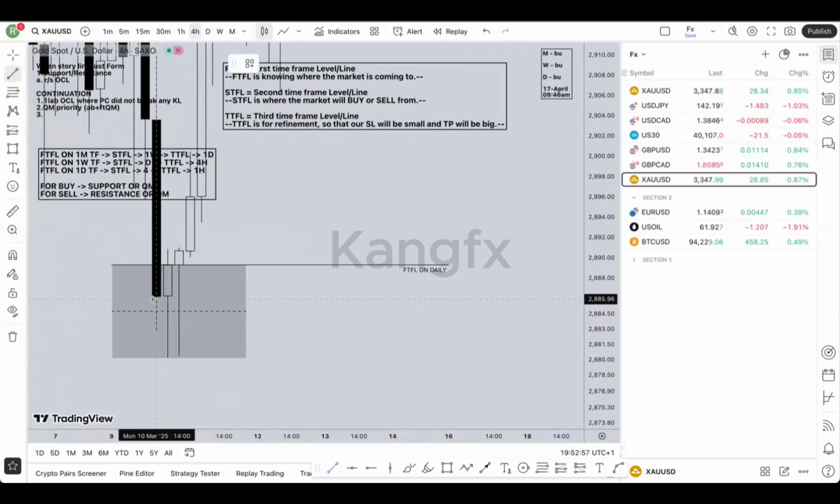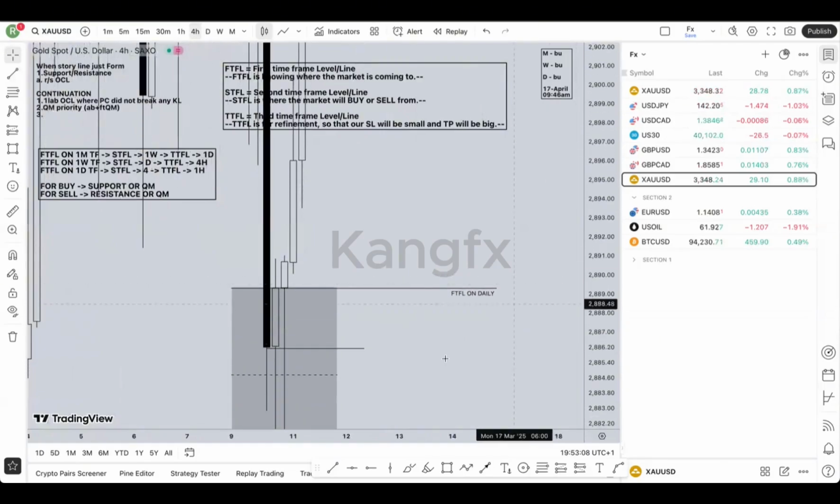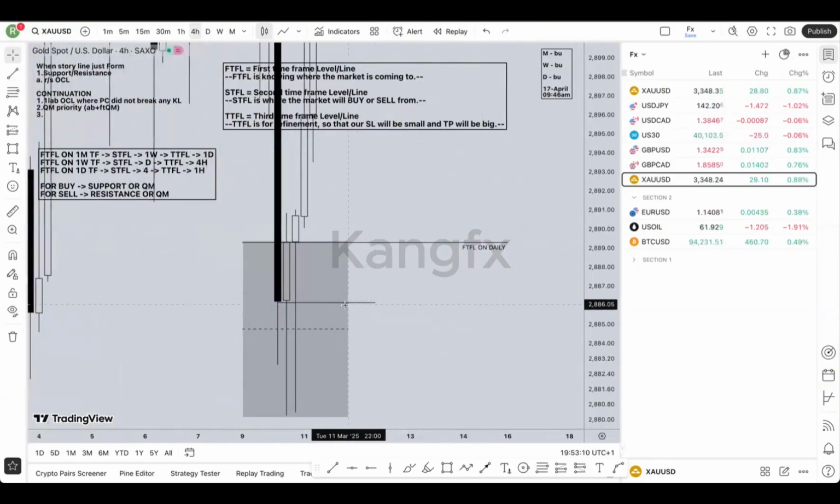And again, when going down to STFL, the support or resistance must be fresh. It is a must. It must be fresh. If it's not fresh, don't take that trade. If it's not fresh, don't take that trade.